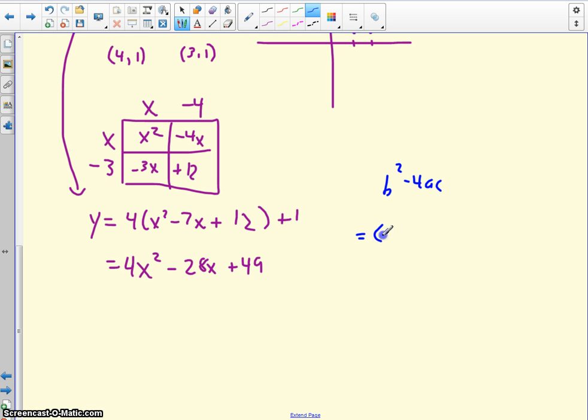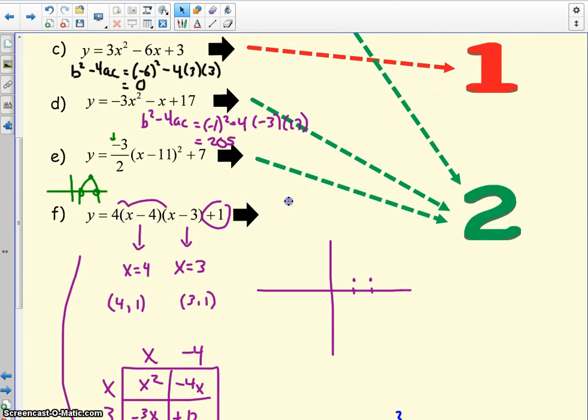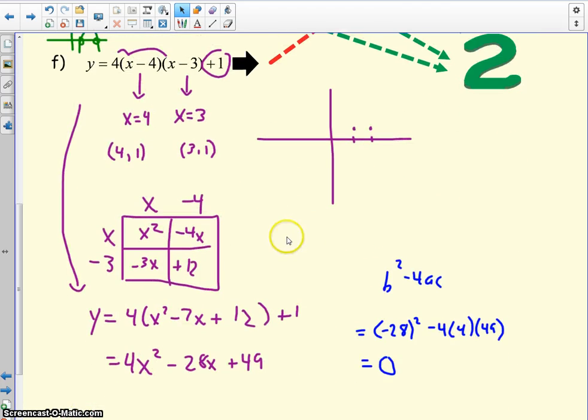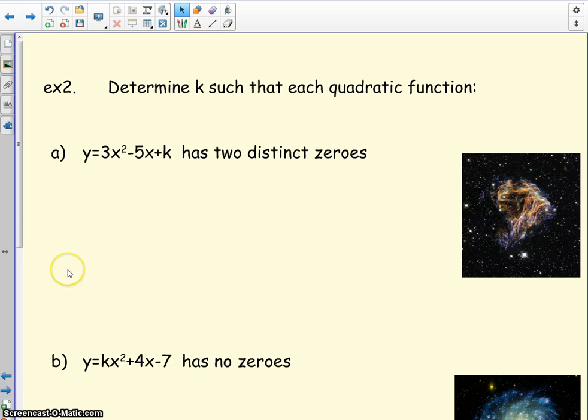So it gives me negative 28 squared minus 4 times 49, which you run through your calculator should give you 0. Okay, so once we know that's 0, that tells us that we should have 1 x-intercept. Okay, so a couple more examples to try here.